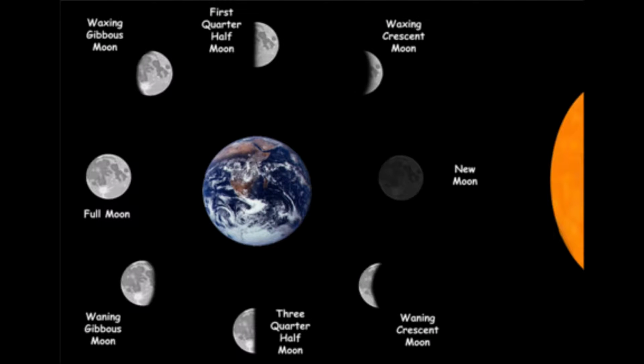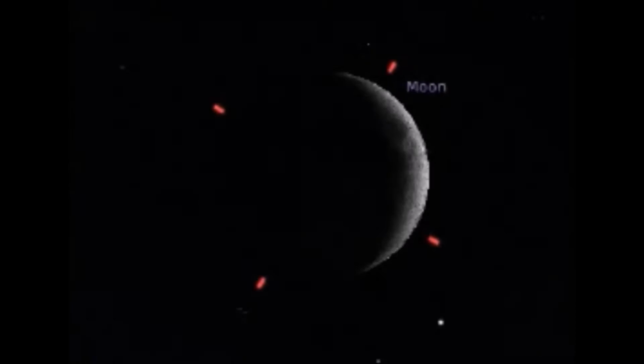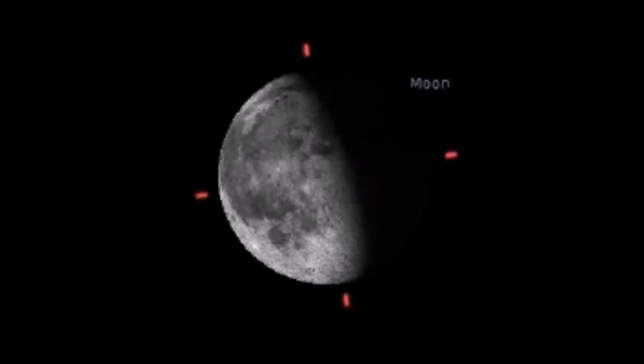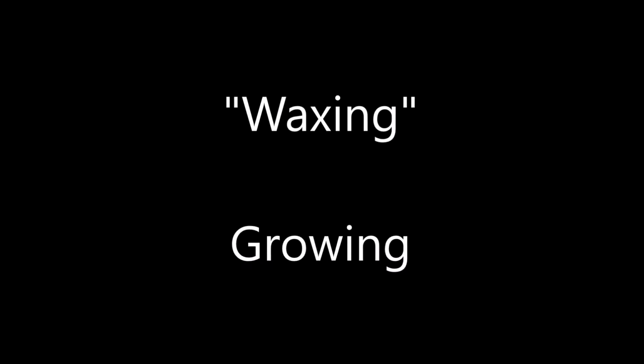As the moon rotates around the Earth, we see different fractions of the sunlit half, or hemisphere, of the moon. These are known as the phases of the moon. With the phases of the moon, there is shrinking and there's growing. Waning means shrinking, and waxing means growing. The phases start with the new moon, where you can't see the moon at all.